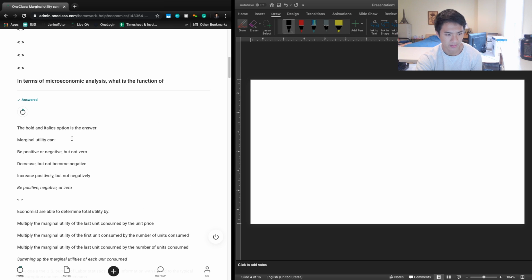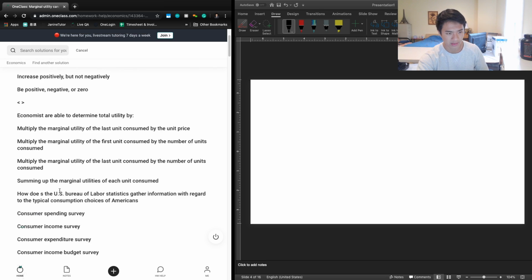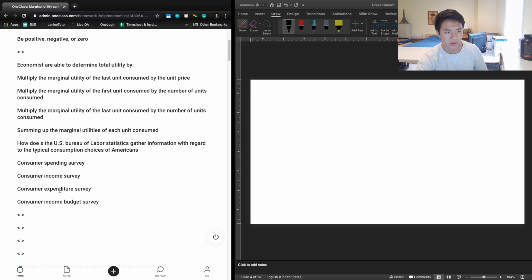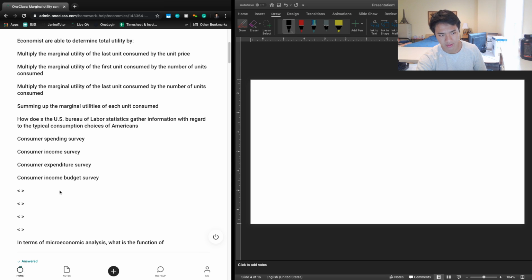So let's take a look at the previous year's answers, and they bolded and italicized the option, be positive, negative, or zero, as the right answer here, so great. Next question says, economists are able to determine total utility by doing which of the following: multiplying marginal utility of the last unit consumed by the unit price, multiplying the marginal utility of the first unit consumed by the number of units consumed, multiplying the marginal utility of the last unit consumed by the number of units consumed, or summing up the marginal utilities of each unit consumed.